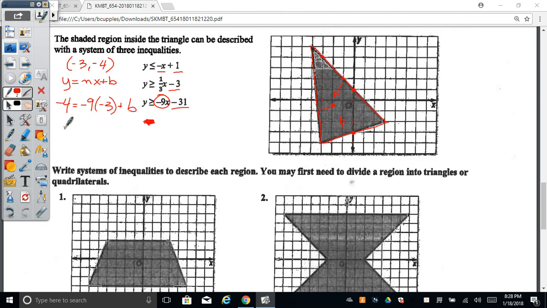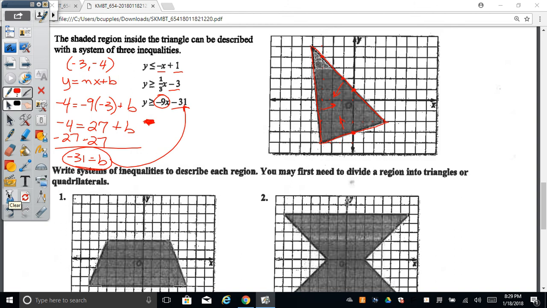If I simplify this, this would be positive 27. If I subtract 27 from both sides, we get negative 31. That's your y-intercept. So that's how you get your y-intercept. Okay? You've got your slope. You know the inequality. It's not too bad.